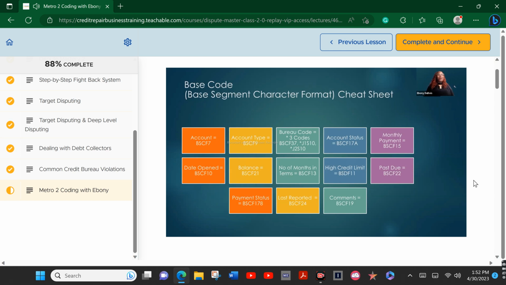Now, what if it's not a person? What if it gets scanned in by the OCR, the scan system, and it gets filtered into the eOscar system? Now the computer sees that I've got the account number and the base code. BSCF7 means something wrong with the account. So when the computer scans it and sees the base code, I'm talking to the computer.